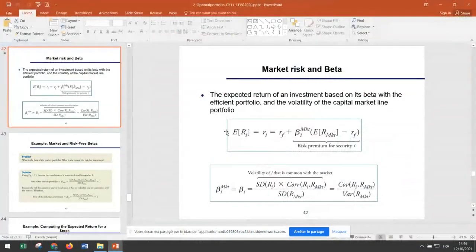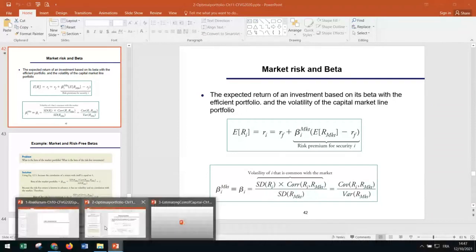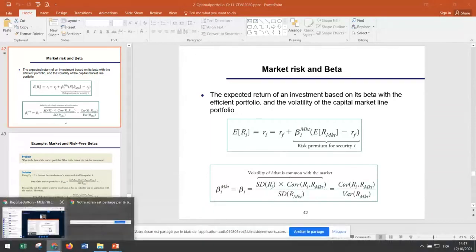If you understand that the CAPM formula allows us to calculate the expected return of stock I, which is equal to RF, the risk-free rate, plus the risk premium for security I. The risk premium for security I can be computed by taking the beta of security I multiplied by the market risk premium. Is it clear? You understand completely what I just explained.